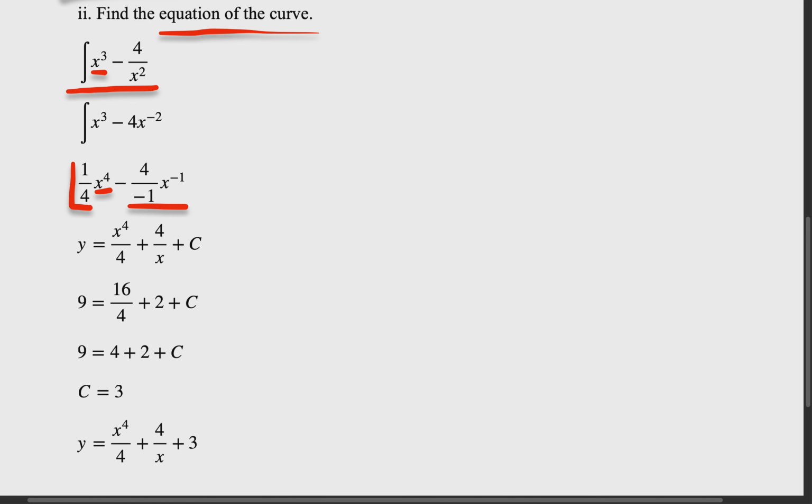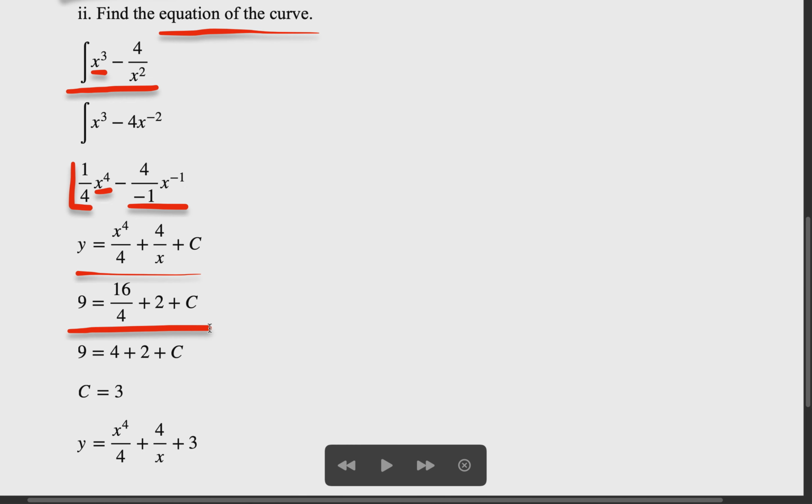Therefore, our equation is y equals x to the power 4 by 4 plus 4 by x plus c. Then we plug in the values of x and y to find c. It was given that x is equal to 2 and y is equal to 9. Therefore, our equation would be 9 equals 16 by 4 plus 2 plus c, resulting in c equals 3. So the equation of this curve would be y equals x to the power 4 by 4 plus 4 by x plus 3. And that's our final answer.